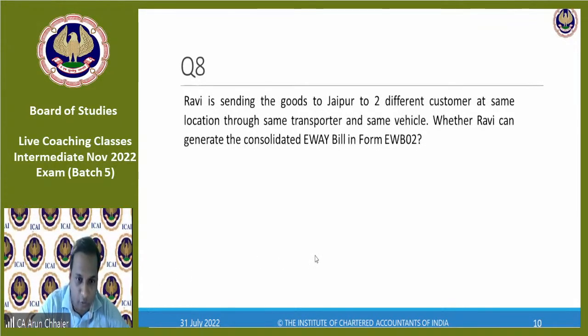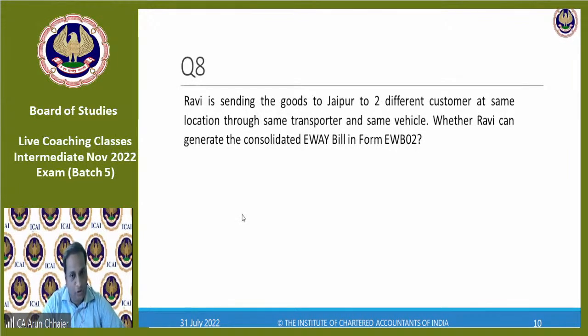Ravi is sending the goods to Jaipur to 2 different customers at the same location through the same transporter and the same vehicle. Whether Ravi can generate the consolidated e-way bill in Form EWB-2. Even with GSTIN, it is possible. You are putting Mr. A's defaulter GSTIN number in the recipient column. There is no problem.